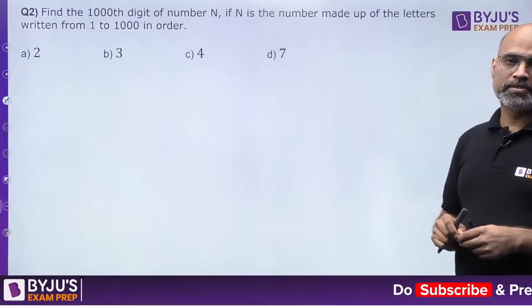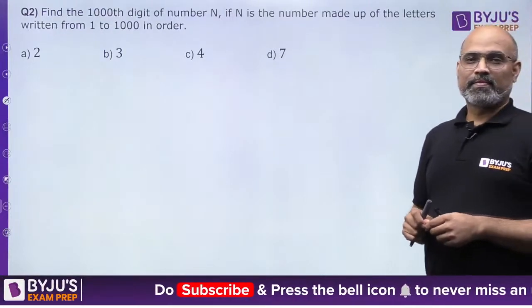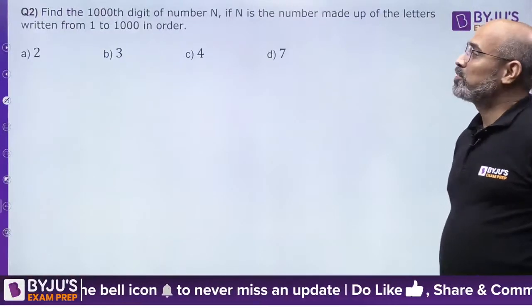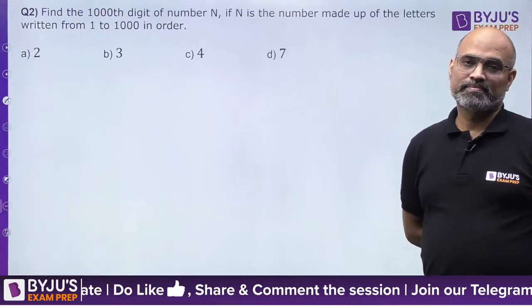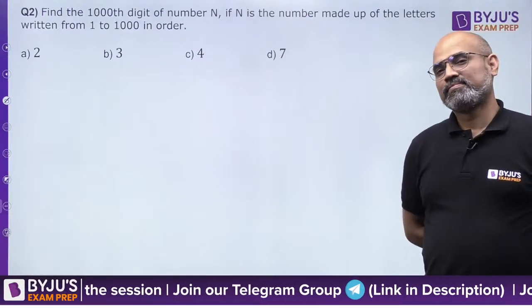So, how are we going to solve this? Thousandth digit of a number n, if n is the number made up of the digits written from 1 to 1000 in order. Any idea?